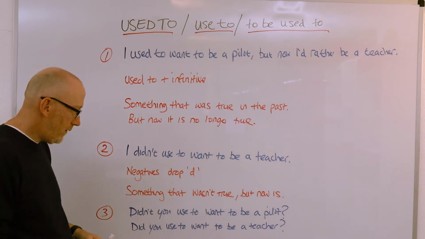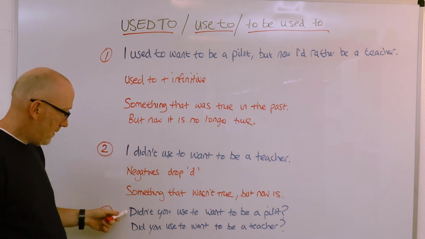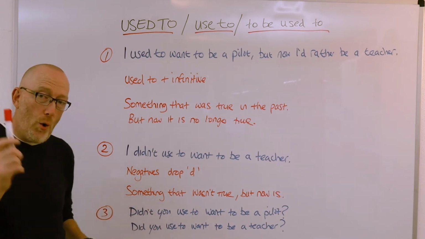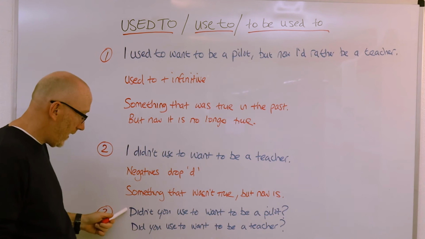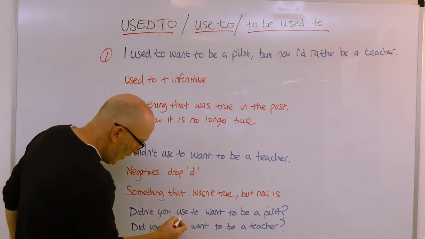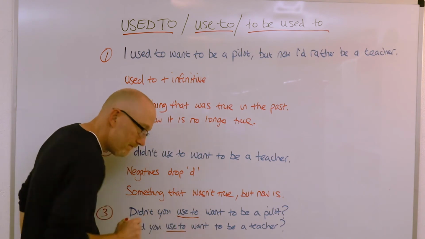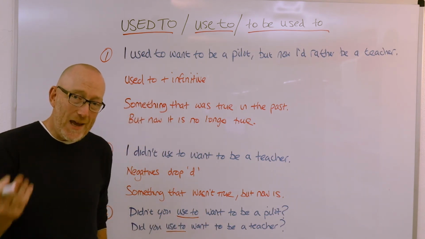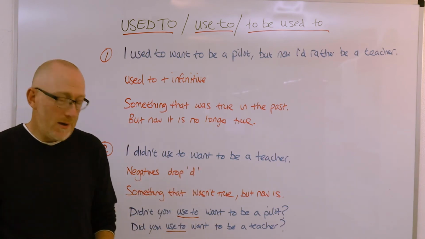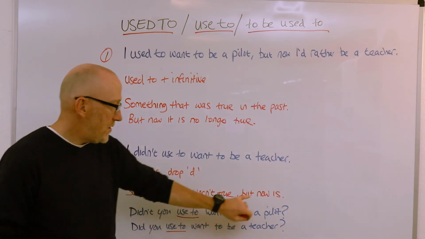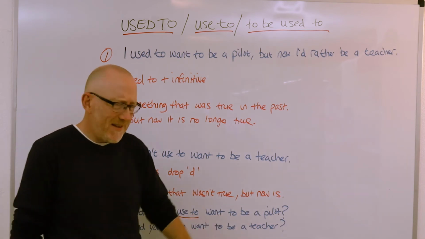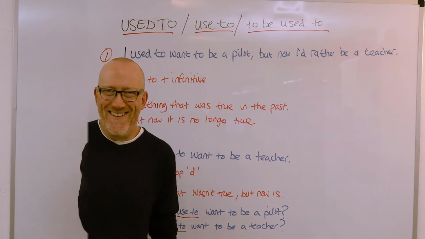And we can use positive or negative sentences, didn't you or did you, but in all questions, it makes no difference whether you're using a negative didn't you or did you, you always use used to. So if you're asking a question, you would always drop the D and just use used to. So, didn't you used to want to be a pilot? Yes. Did you used to want to be a teacher? No.